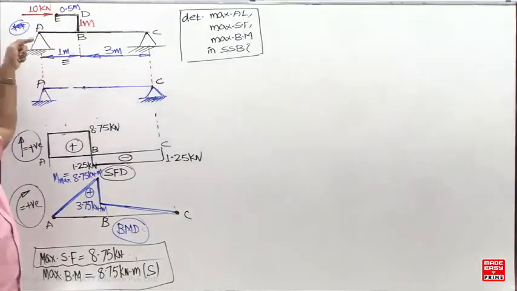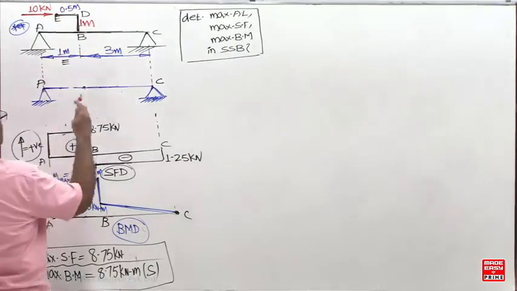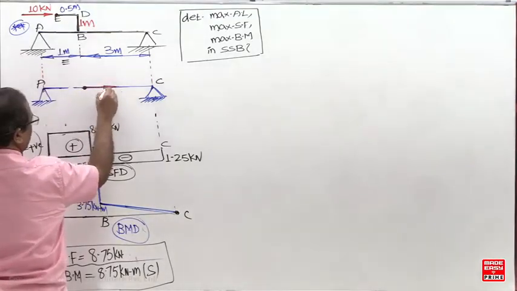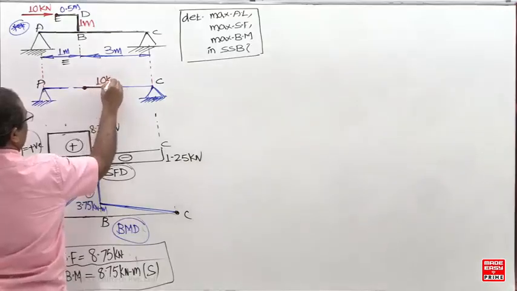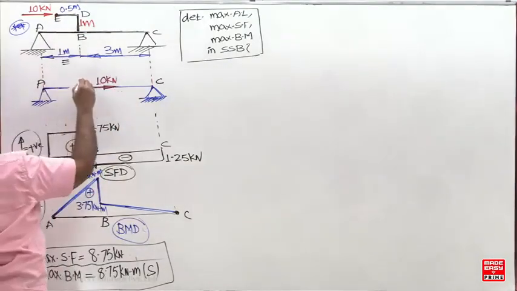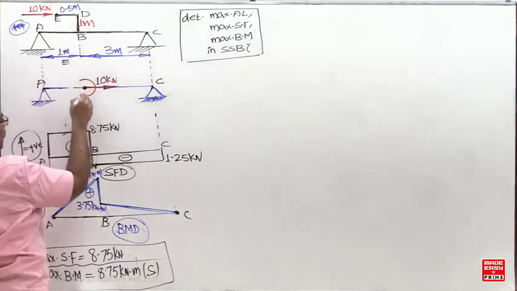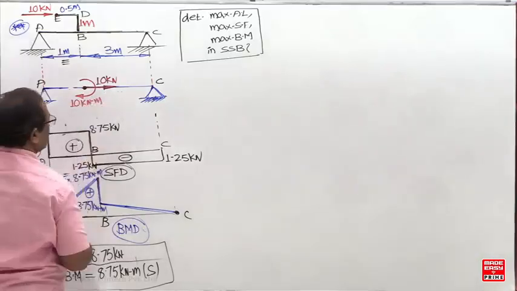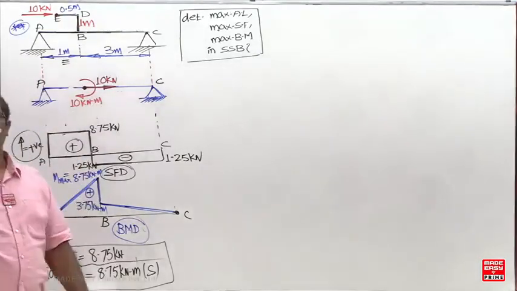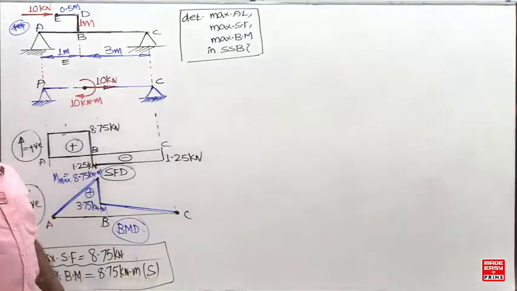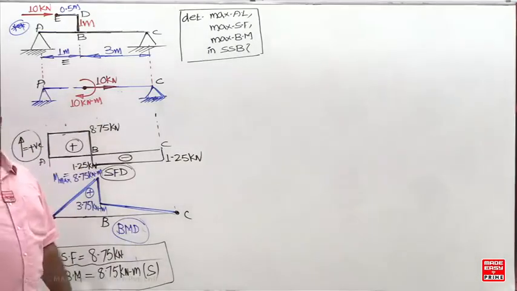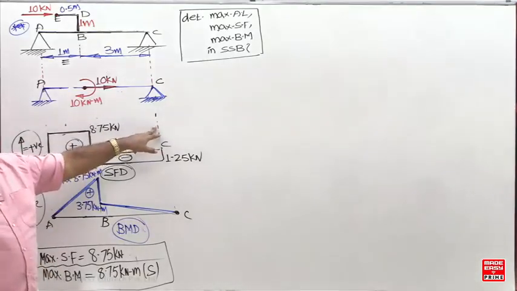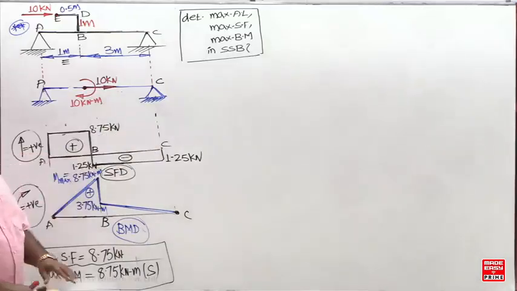So this will be 10 kilonewtons towards the right side, 10 kilonewtons towards the right side. And this will give a couple in the clockwise direction. Now this beam will become statically indeterminate. How many reactions here? 2 and 2. So horizontal reactions are 2, vertical reactions are 2. So it is statically indeterminate.